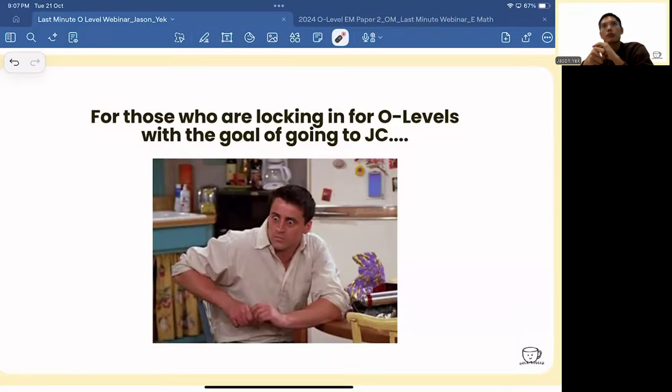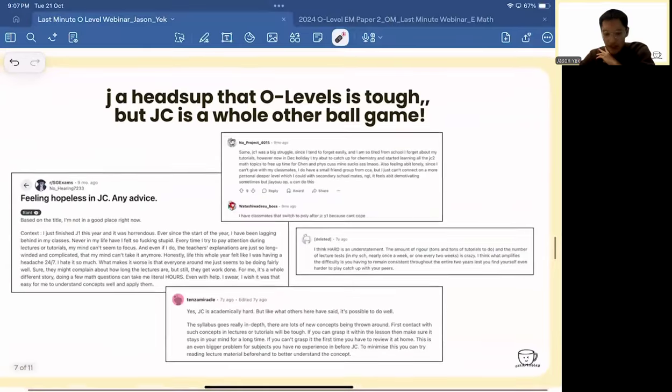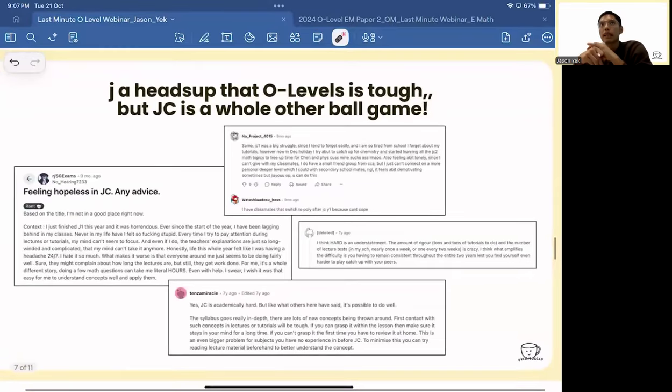Okay, so for those who are locking in for O levels with the goal of going JC, just tell yourself, all right, understand that tomorrow is a paper and I should not jinx it, but it's another whole level lah. Okay, so in this case, these are just some things that you take note in the Reddit chat and what's not. Not to curse or anything, but this is the reality.